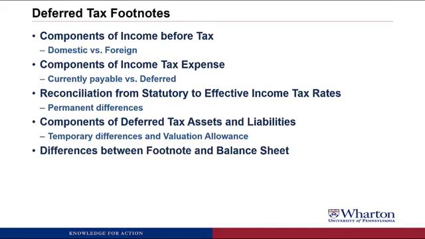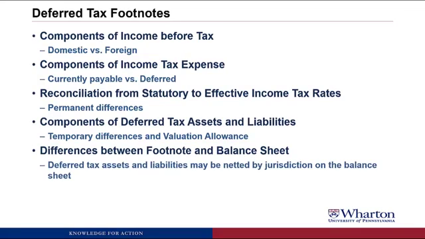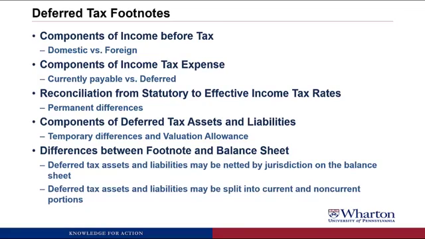There's also, I should note, some differences between what you will see in the footnote and what you might see on the balance sheet. First of all, deferred tax assets and liabilities are often netted by jurisdiction on the balance sheet, which means that the totals you see in the footnote won't be the totals that you see on the balance sheet, because the balance sheet reflects some of this jurisdictional netting. And deferred tax liabilities and assets can be split into current and non-current portions on the balance sheet, whereas when we get into the footnote, you'll see that we don't make that distinction.